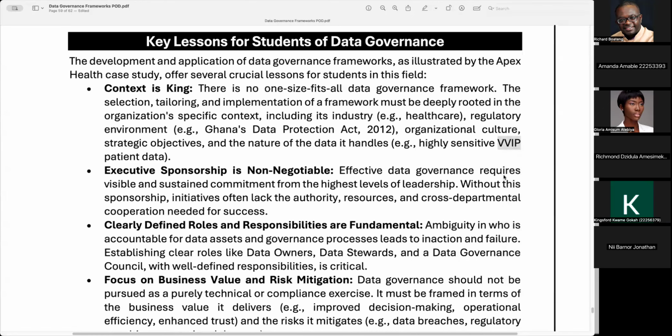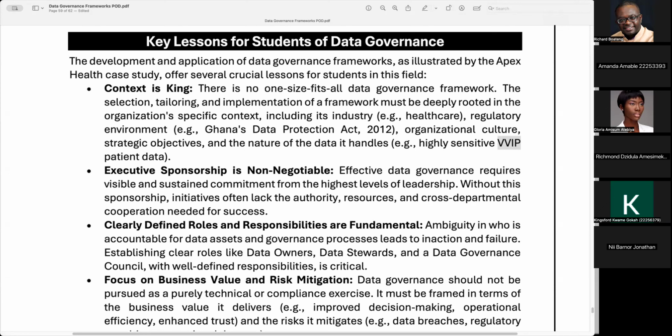Without that unambiguous top-down mandate prioritizing data security, confidentiality, and compliance, like with Act 843, the necessary resources, authority, and cross-departmental cooperation needed to implement demanding governance requirements will inevitably fall short. It just won't happen effectively. It really does take committed leadership to make something this complex and cross-functional happen and stick.